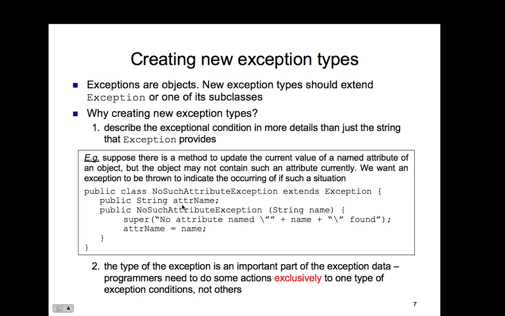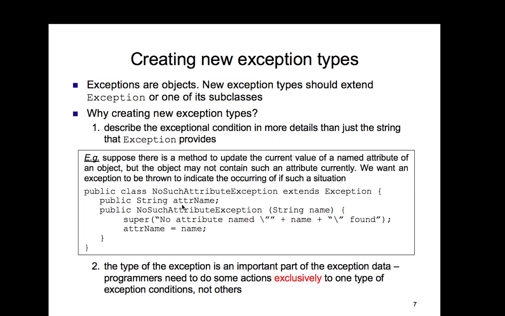And so we have super, and attribute name is equal to name. In here we extend, which means we're inheriting from exception, and we're creating no such attribute exception, just the same way as we would extend from any other class that we might create. We create our own exception, and basically we can throw this particular exception now in another piece of code after we've created it.